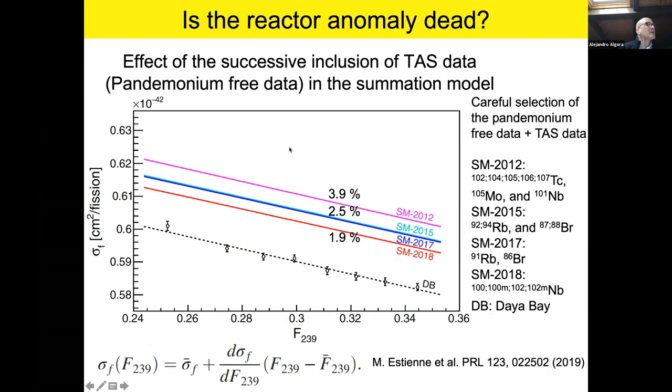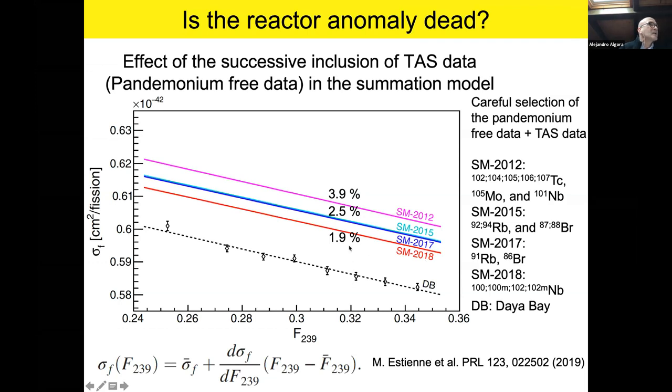And you can go beyond that. Actually, the Nantes group was able to calculate what is called the inverse beta decay yield, which is represented here, versus the percentage of plutonium-239. And you see here that this is a line, the experimental data from Daya Bay, they are able to do that. And if you increase successively the Pandemonium data, you get a nicer and nicer agreement with the Daya Bay data.